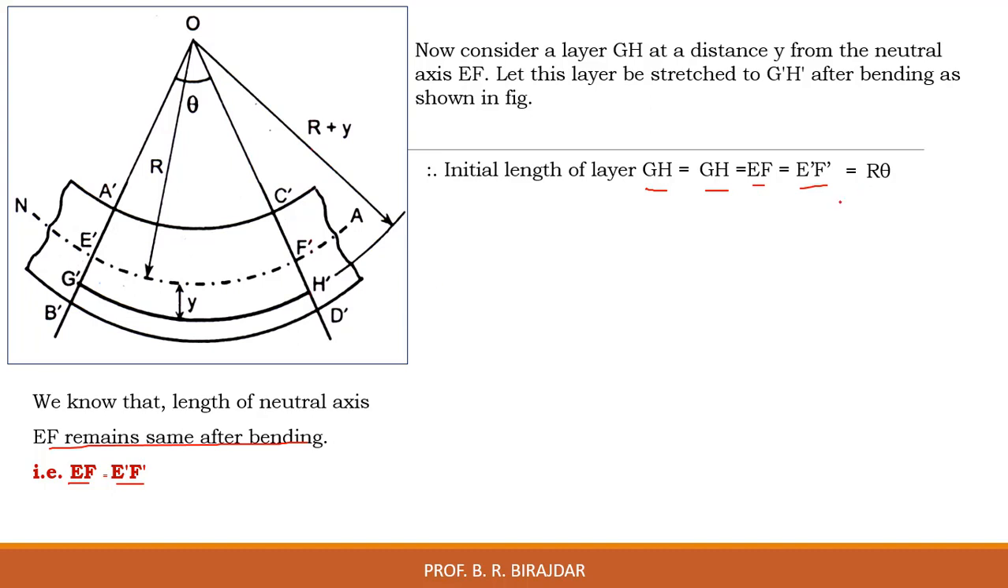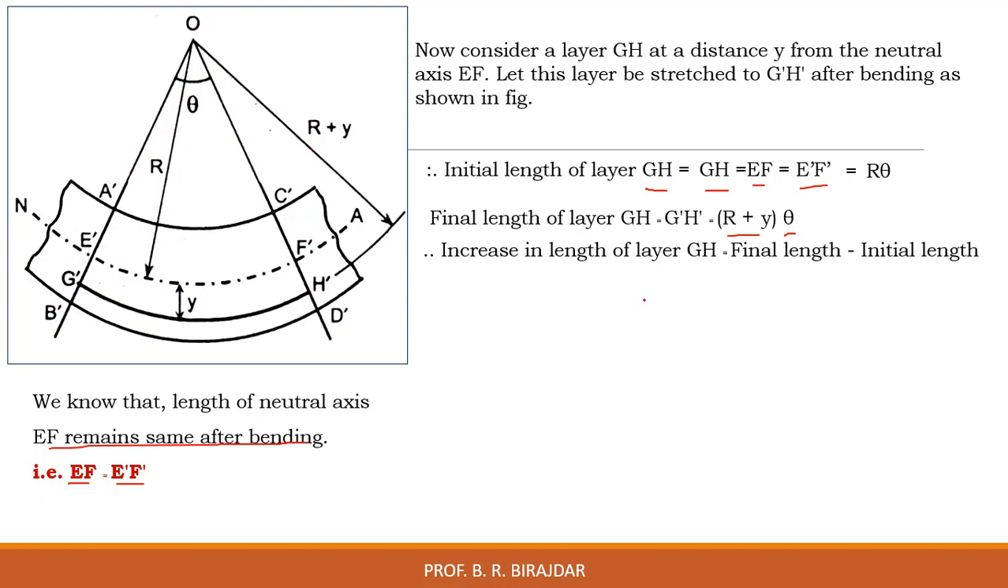Now E dash F dash is the arc of a circle, so we can write it as radius into theta, that is r theta. Now for the layer, the initial length is GH, that is r theta, and the final length is G dash H dash. That is r plus y into angle theta, where r plus y is the radius and theta is the subtended angle. So G dash H dash equals r plus y into theta.